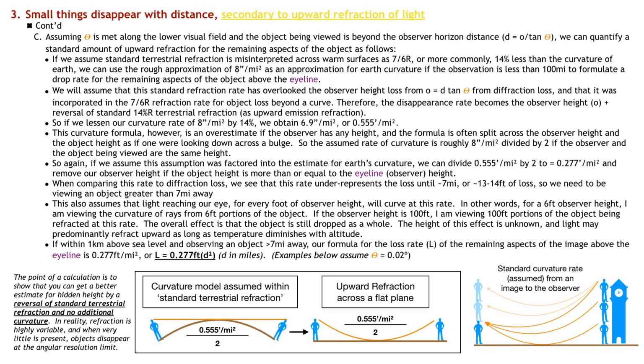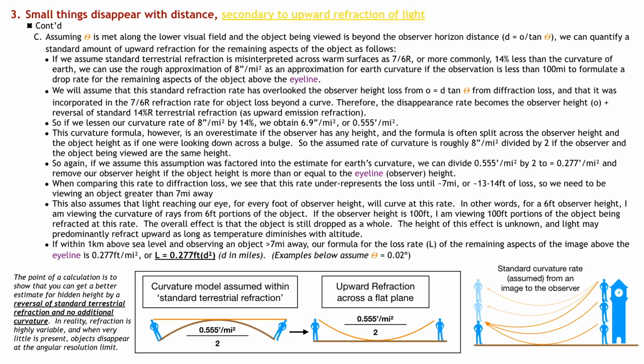So assuming theta is met along the lower visual field, assuming that we've actually encroached the diffraction limit to some extent, and the object being viewed is beyond the observer horizon distance, we can quantify a standard amount of upward refraction for the remaining aspects of that object as follows. In other words, we have something that is setting in the distance. So how much loss can we extrapolate from that? If we assume standard terrestrial refraction is misinterpreted across warm surfaces as 7/6R, more commonly 14% or 16% less the curvature of Earth, we can use the rough approximation of 8 inches per mile squared as an approximation for Earth curvature, if the observation is less than 100 miles, to formulate a drop rate for the remaining aspects of the objects above the eye line. Please see part 5 for the derivation of that 100-mile point.